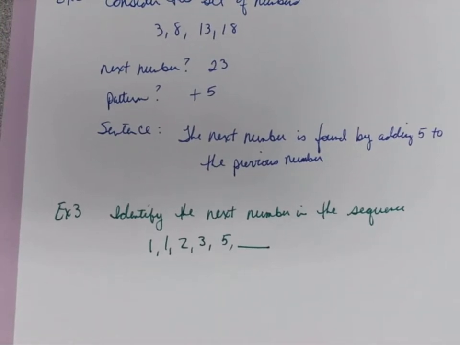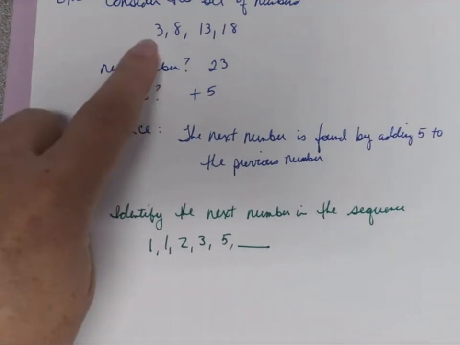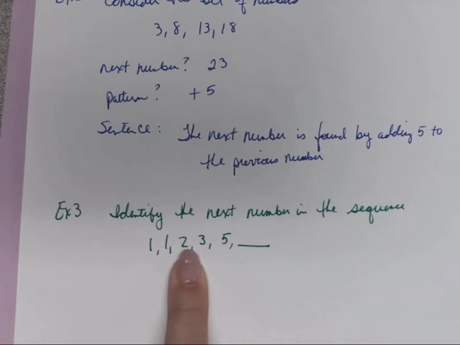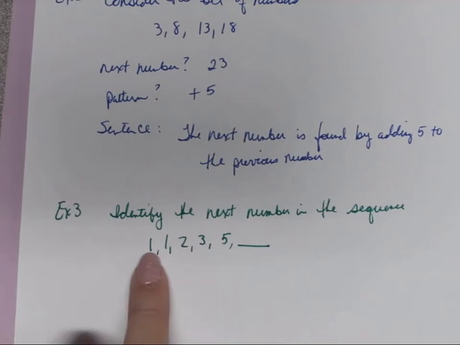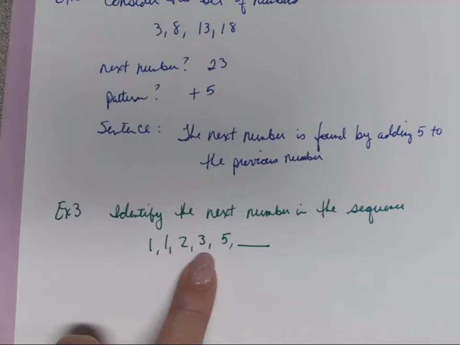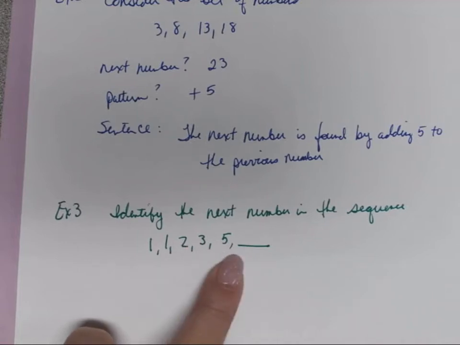Well, this one isn't, between 1 and 1 there is no difference. So it's not like it was up here with the 3 and the 8. So 1 and 1, and then we went to 2. Well, 1 times 2 is 2. But 2 times 2 would not be 3, so that doesn't work. And let's see. 1 times 1 is 1. 1 times 2 is 3. 2 times 3 is, no.